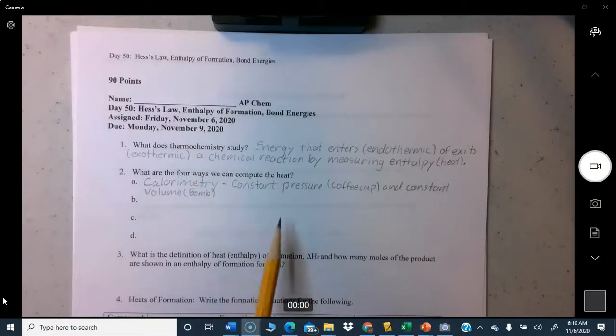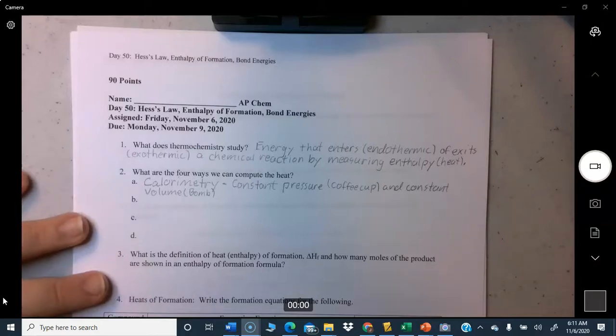That's either constant pressure, which is called coffee cup calorimetry. That's less heat, less volatile, less explosive. And constant volume, that's bomb calorimetry. That's done in a very sturdy container because there is literally a combustion or an explosion going off in there that's releasing a whole lot of heat.